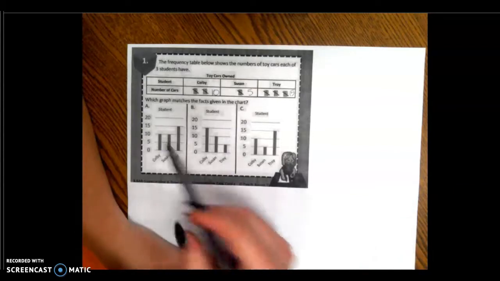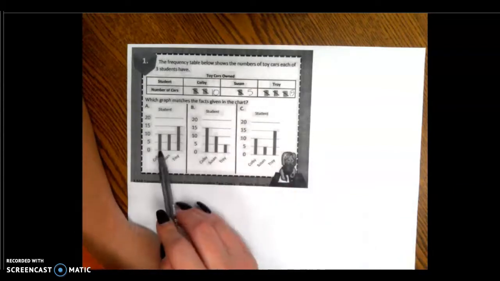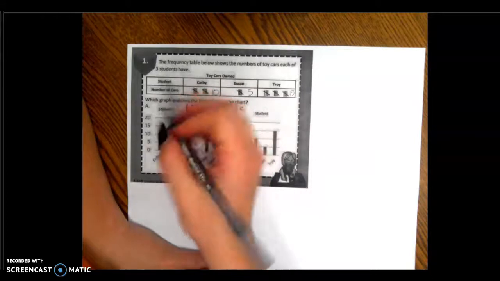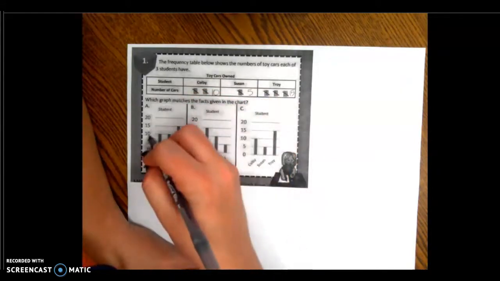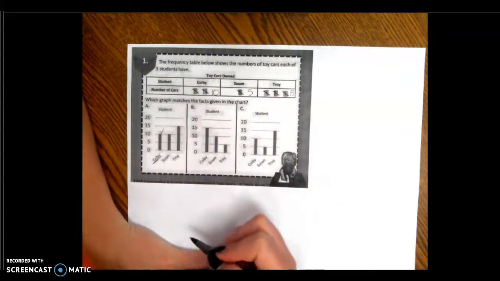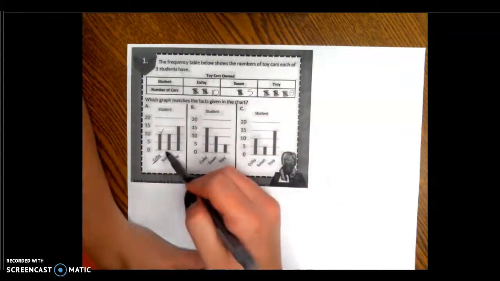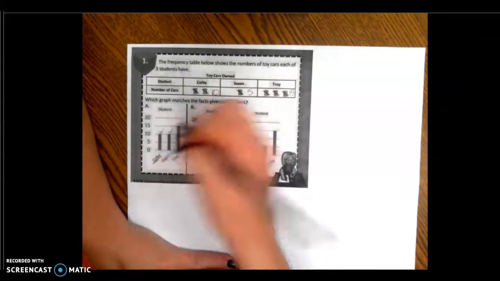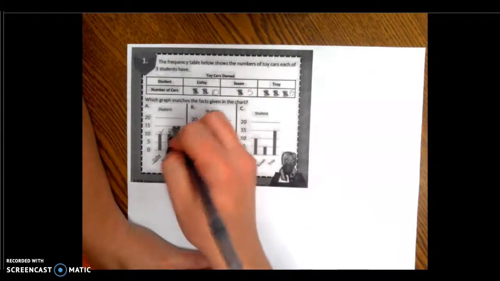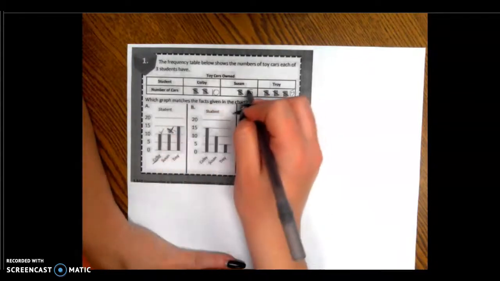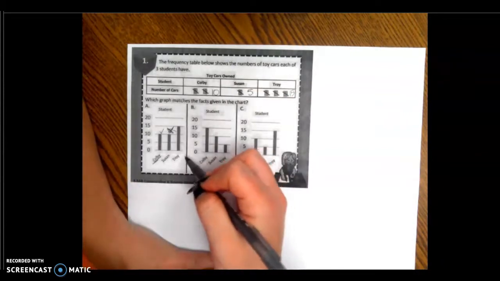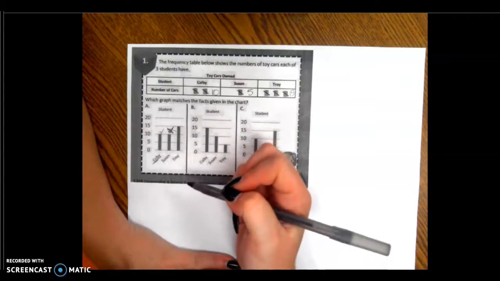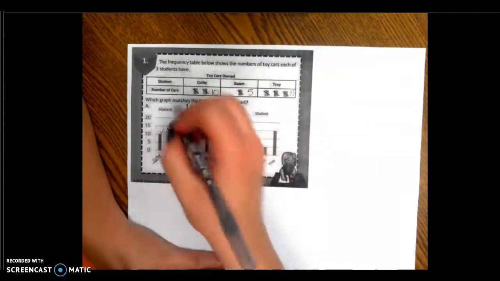So A says that Colby has, let's follow our bars, 10. So does Colby have 10? Let's go back. 10, 10. So that works out. It says Susan has 10. So you follow your bar. That's right. No, that's wrong. I apologize. Because we know that she has only 5, right? So Troy has 15. Well, let's see. 15, 15. So that works.